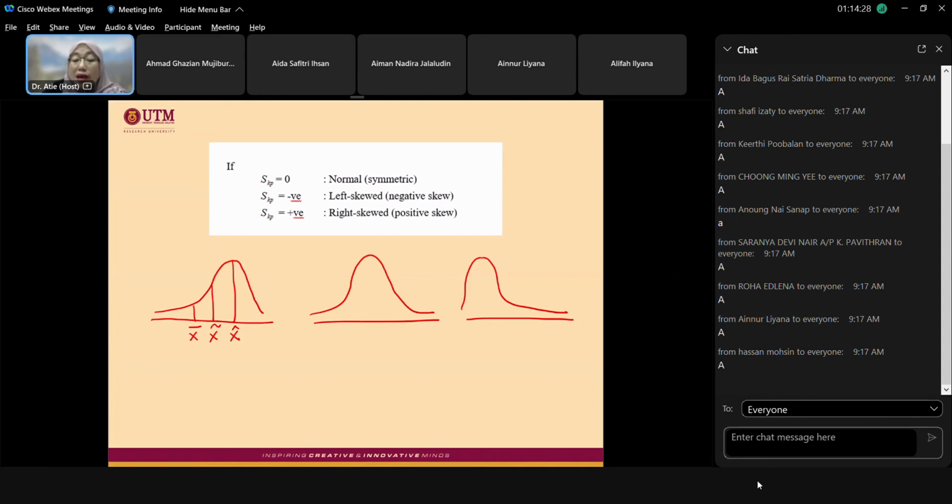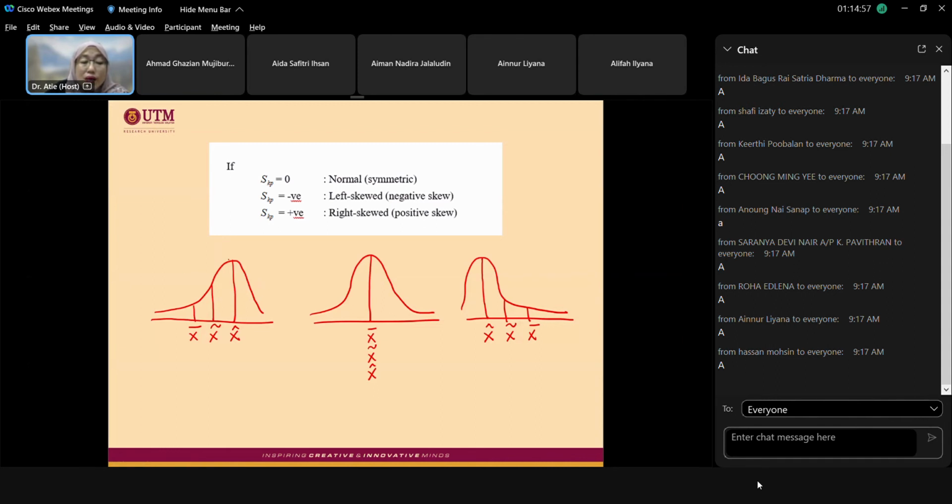So if we have something like this, this is the mode. The median is always in the middle, and the mean will be on the right side, okay? But if we have balanced data, the mean, mode, and also median will be at the center.